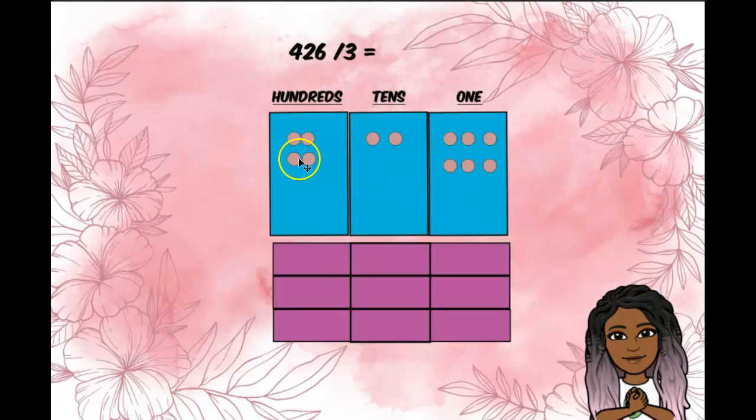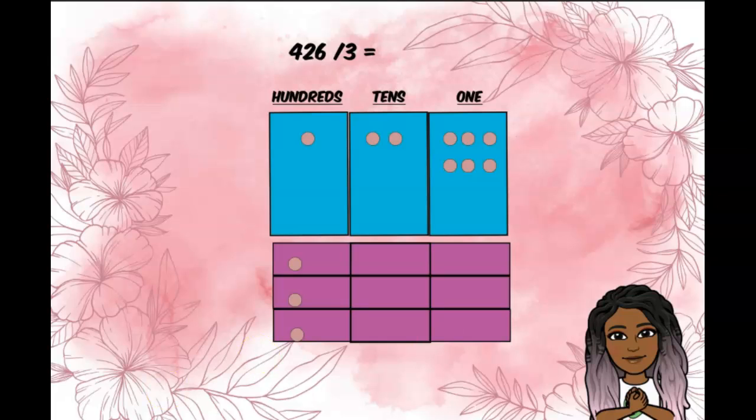So let me look in the hundreds. I'm going to break it into 3 equal groups. That is 1, 2, and 3. So scholars, I have 100 left. I cannot break this down. So what I'm going to do is unbundle it, and I'm going to turn this 100 into 10 tens.